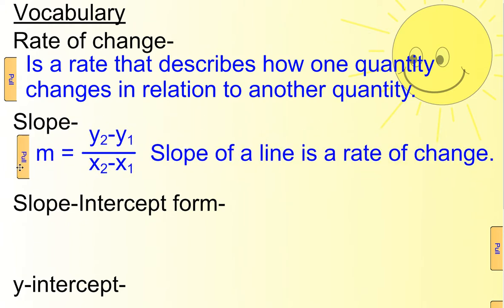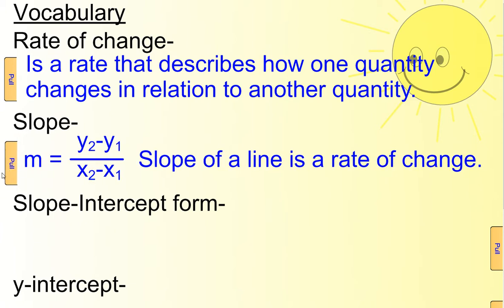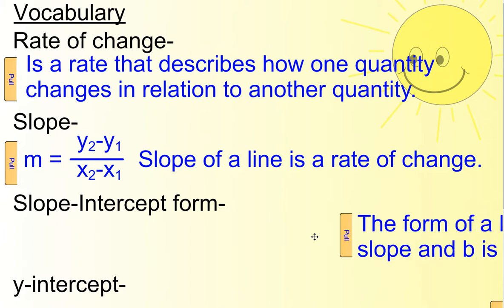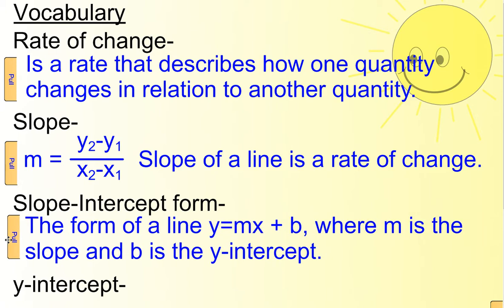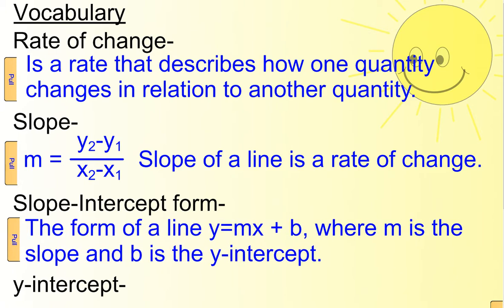Okay, slope is the formula m equals y2 minus y1 over x2 minus x1, and I have there that slope of a line is a rate of change. It is. So when you're talking about a graph, the rate of change is the slope of that line. Slope-intercept form is the form of a line y equals mx plus b, where m is the slope and b is the y-intercept.